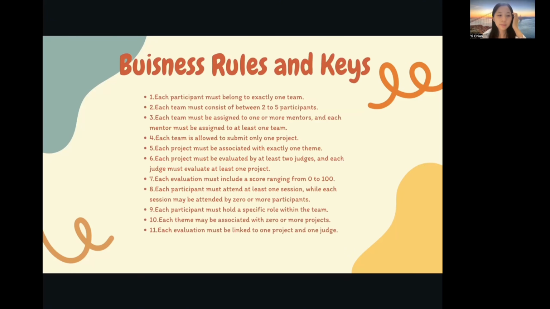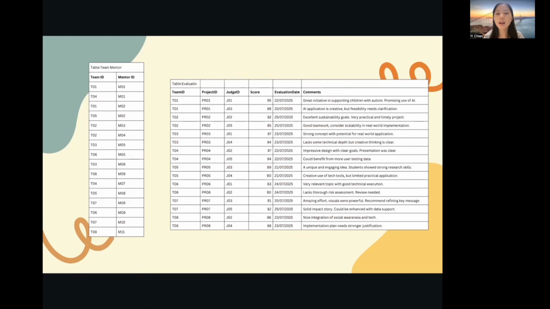We designed 11 business rules for this system, and we use primary and foreign keys to enforce relationships. We included junction tables like team mentor and evaluation to handle many-to-many relationships, such as one mentor guiding multiple teams or a judge evaluating multiple projects. We ensured data integrity with rules like each team submits only one project and each evaluation includes a score from 0 to 100.